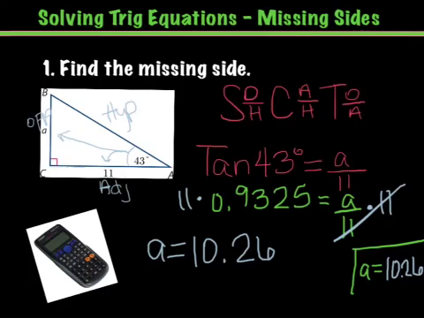Okay, so that's how you find the missing length of a right triangle using trig. It'll take us some practice, and I know you might not have a calculator on you right now, but it's okay. We'll do more in class.